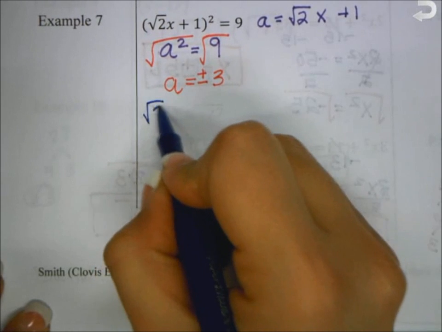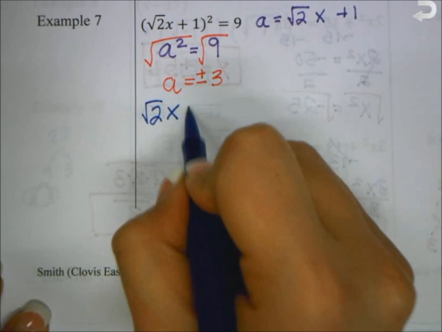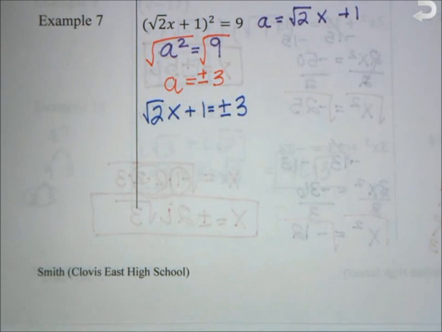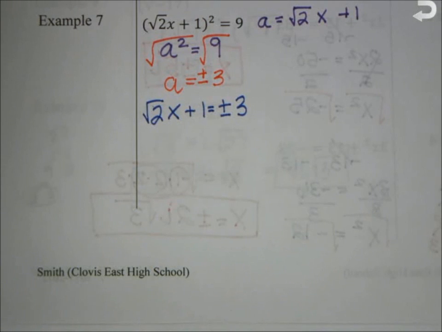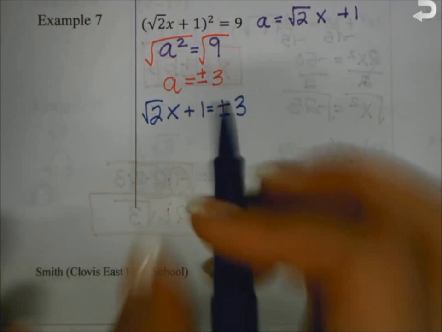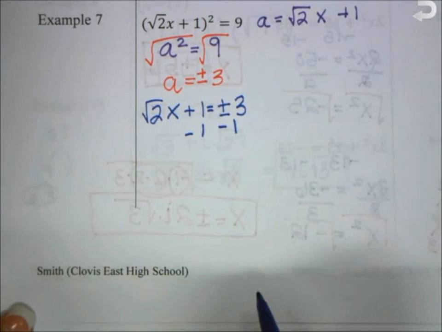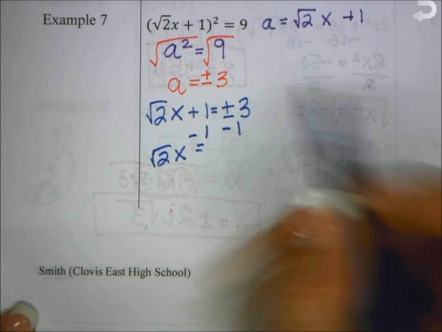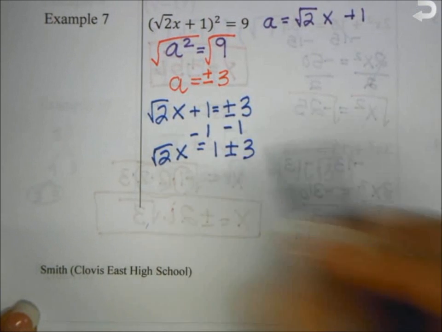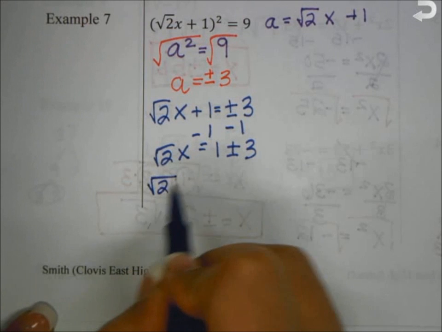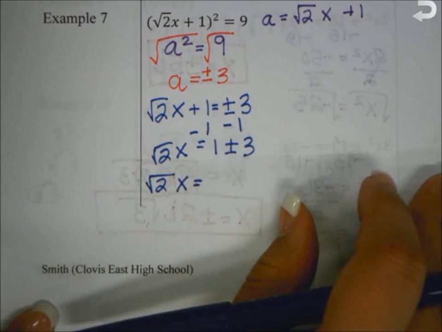Okay. Now I want to get this x by itself, so what do I have to do first? Good, subtract the 1. So let's subtract 1. So I would get square root 2x equals 1 plus or minus 3, and that can break up into two choices, right? We would get square root of 2x equals, what's 1 plus 3? 4. Or we have square root of 2x equals 1 minus 3. Negative 2.